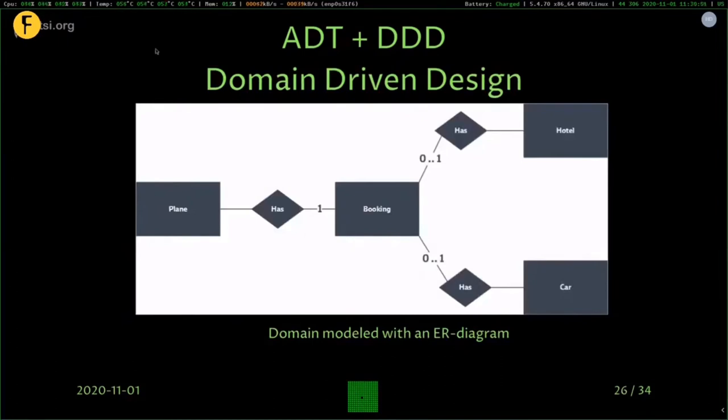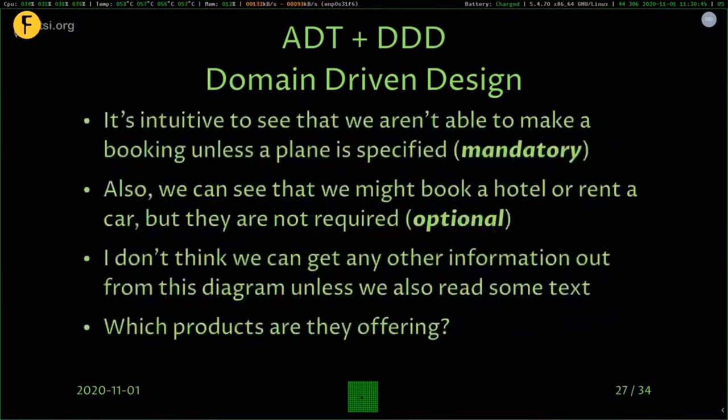So this is a common diagram that I use when I talk about domain-driven design. You have a lot of business analysts that provide this kind of documentation with diagrams like this, and in this case, it's an ER diagram. So we can see that the domain has to do with planes, booking, hotels, and cars, and so on and so forth. Maybe it's a bit outdated because of the virus right now, so nobody's actually traveling anywhere, but hey, it is what it is. Normally I tend to say it's intuitive to see, but we cannot really see that.